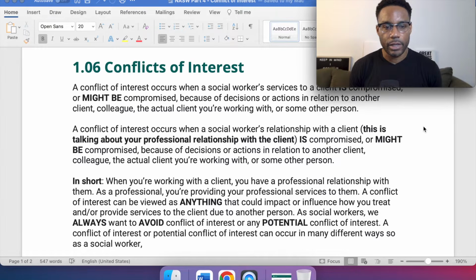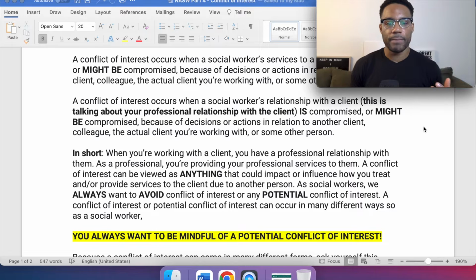As social workers, we always want to avoid conflict of interest or any potential conflict of interest. A conflict of interest or potential conflict of interest can occur in many different ways. So as a social worker, you always want to be mindful of a potential conflict of interest.